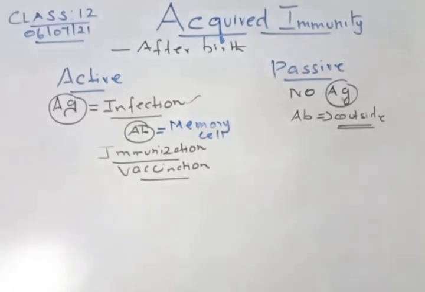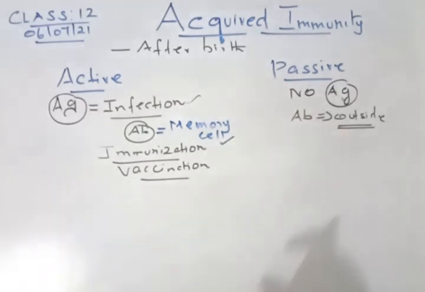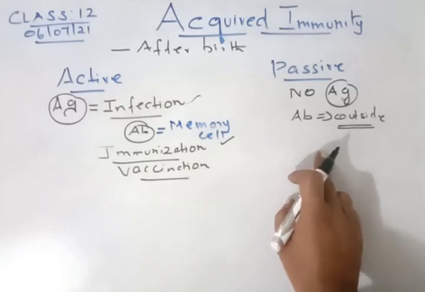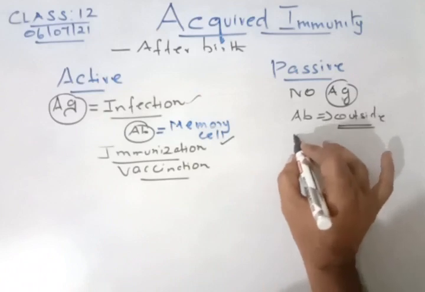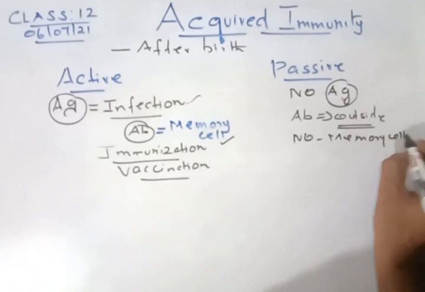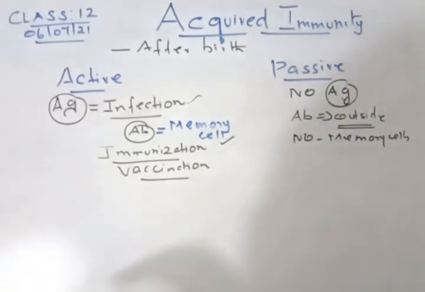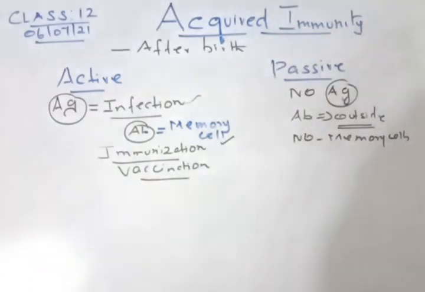So in active immunity, memory cells are involved. But in passive immunity, there is no antibody production in the body, so the antibody is given from outside. Here there are no memory cells involved. Understand? Right. So the antibody produced in active immunity will always be effective and durable, whereas passive immunity is less effective. Understand? So that is the very important thing regarding active and passive.